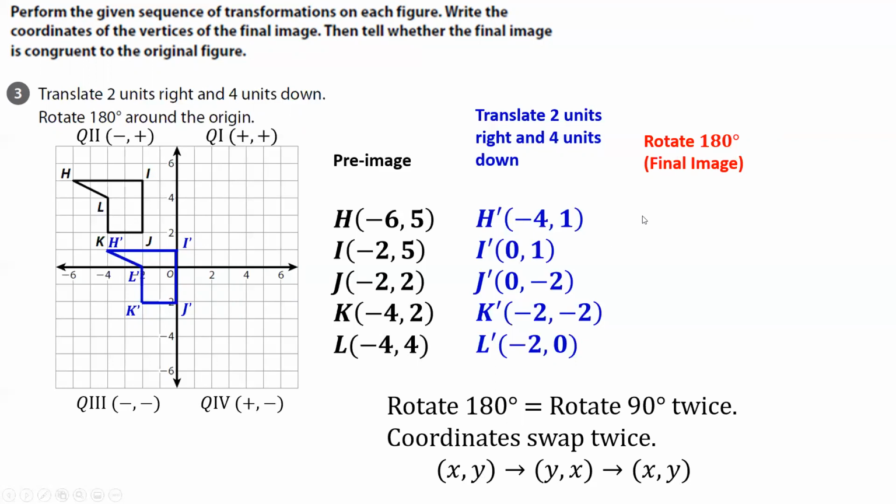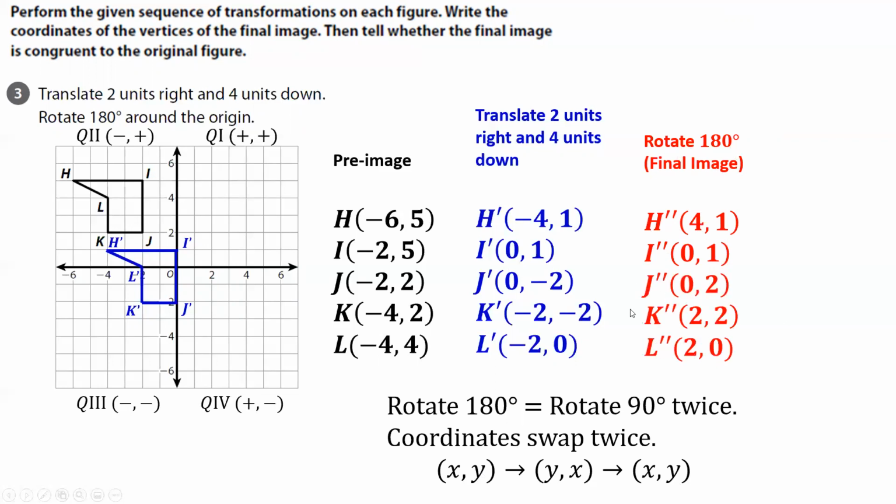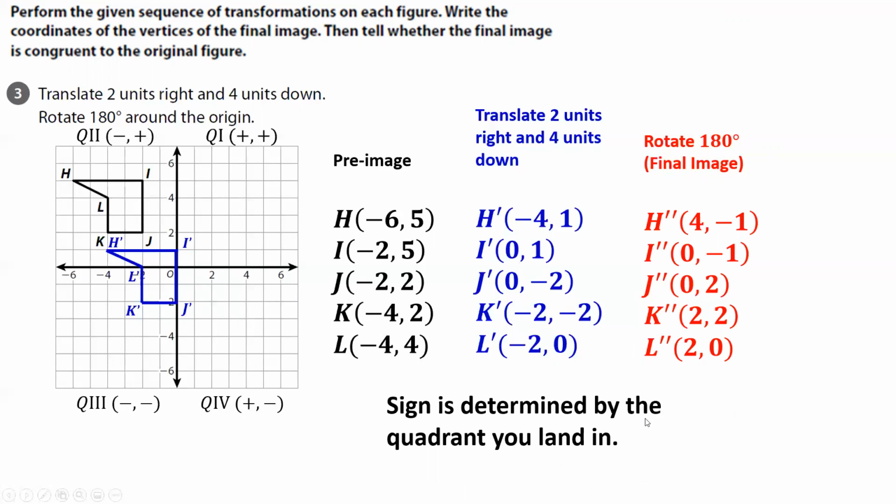But we're going to do the same thing. We're going to ignore the signs. So let's just take away the negatives for now. Just write them all as positive numbers. And now we're going to decide what the signs will be, once again, by talking about which quadrant they'll land in. So the sign will be determined by where we land in our quadrants.